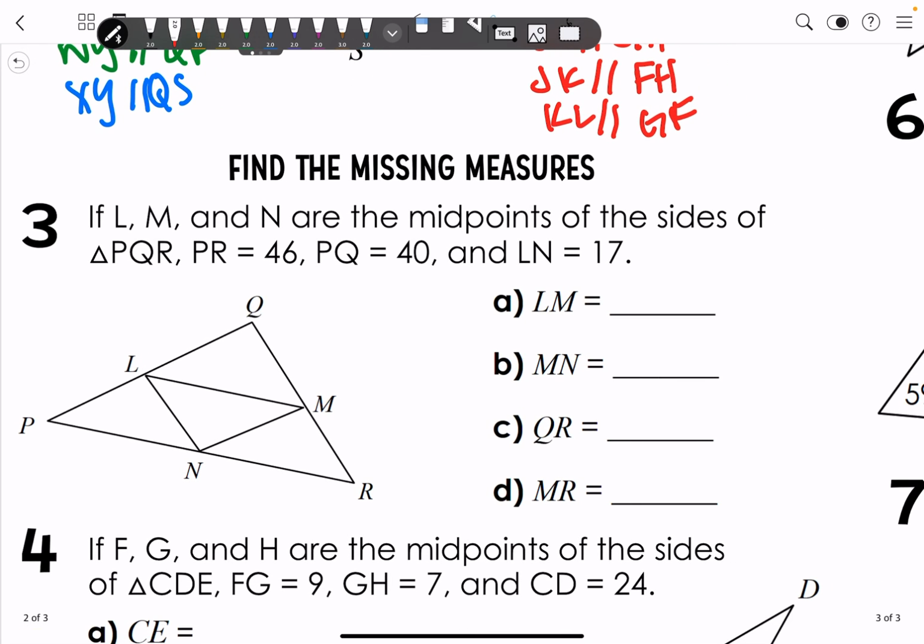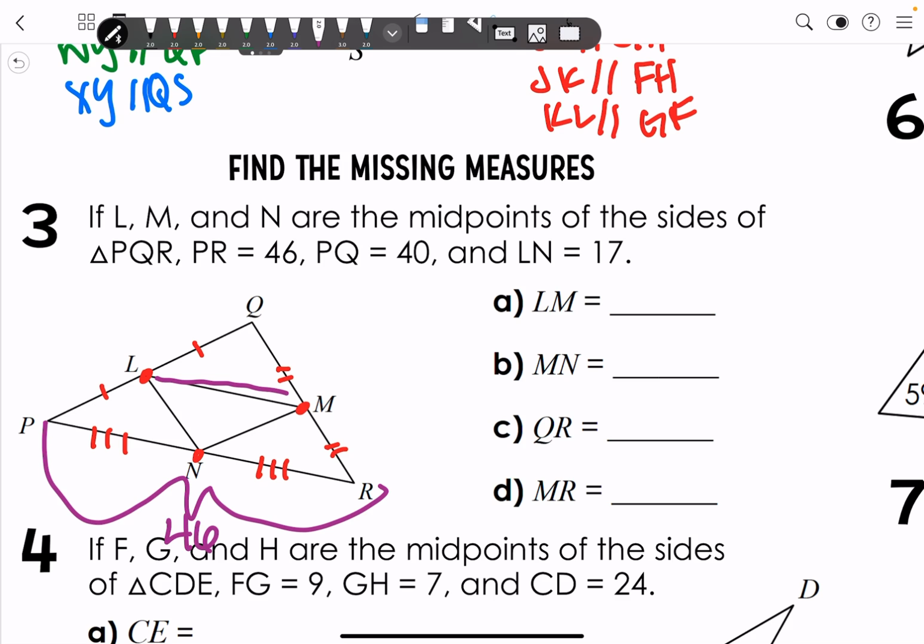All right, so given all this information, we are now going to find the missing measures. L, M, and N are midpoints of the sides of triangle PQR. That means these two are congruent, these two are congruent to each other, and these two are also congruent to each other. PR, all of this is 46, which means this part is half of 46, aka 23.